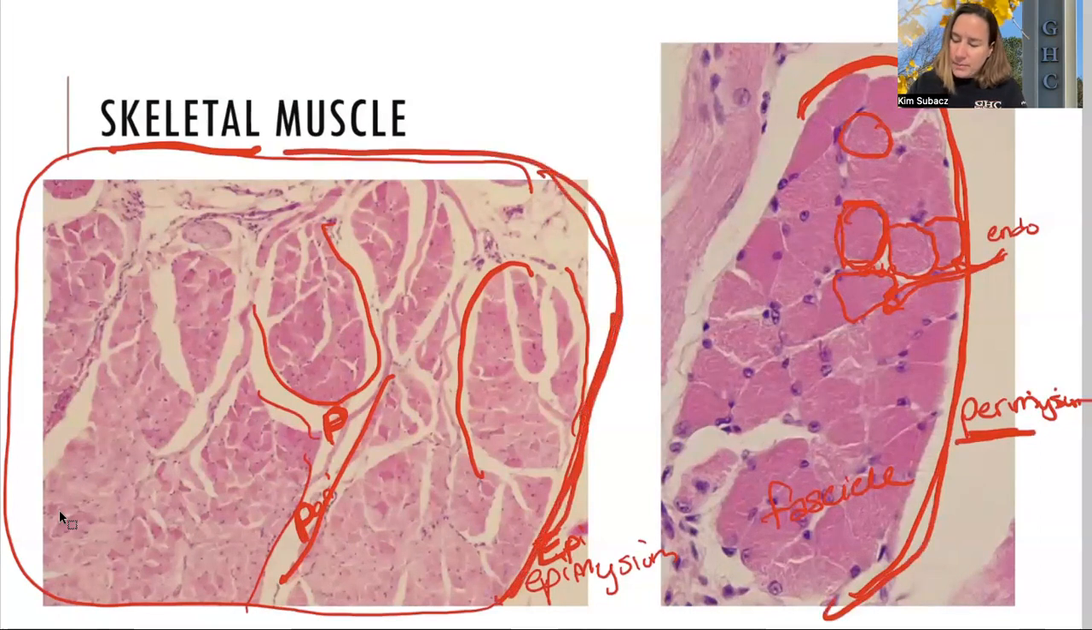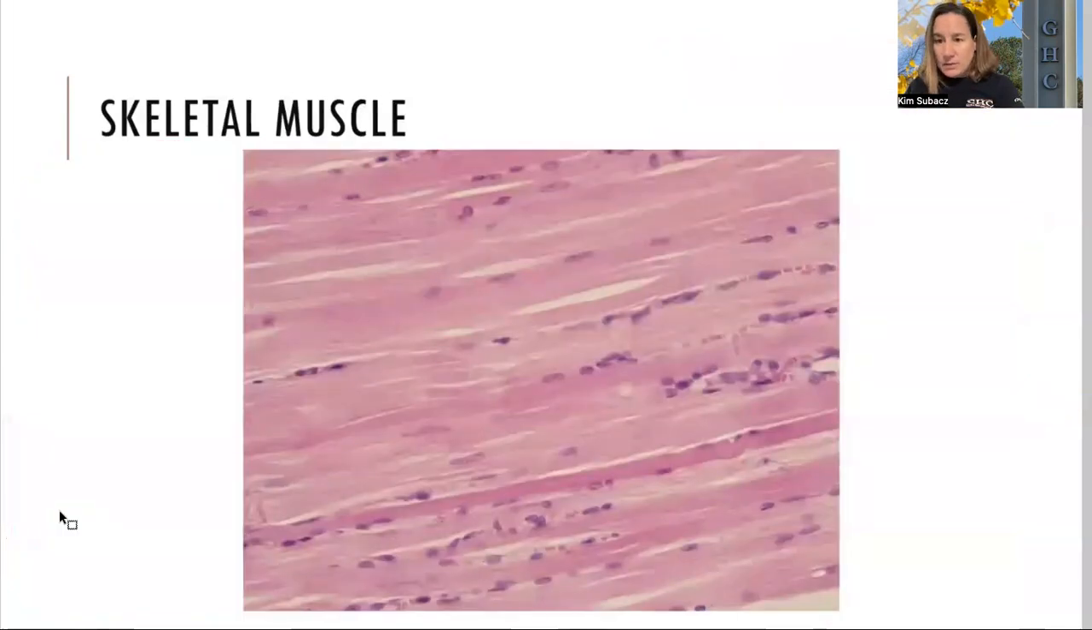Around the whole muscle is epimysium, around the whole thing, epimysium. So those are the different mysiums. Know them, love them. Be able to identify them in lecture and lab, and then be able to identify skeletal muscle. So if we zoom in on a different angle on the muscle here.